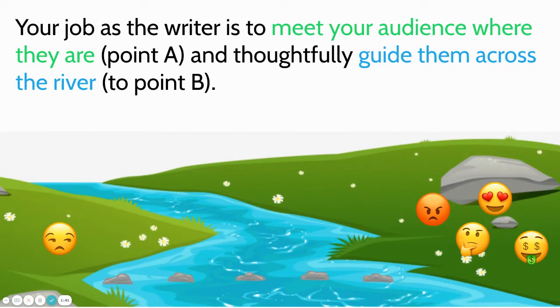Your job as the writer is to meet your audience where they are and to thoughtfully guide them across the river. So you'll see that I have here, the emojis are the audience. The emoji on the left-hand side looks skeptical. And what you want to do is step by step, stone by stone, take them across the river to the emotion that you want them to have, right? So maybe you want them to feel something different. Maybe you want them to think something. Maybe you want them to do something. You have to really get into the perspective of your audience and meet them where they are.